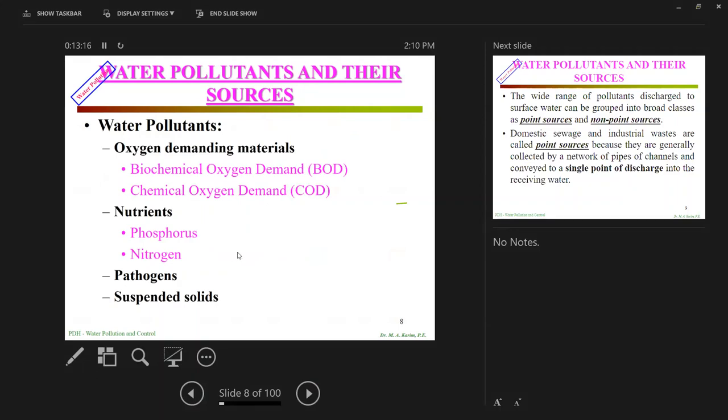So the pollutants in the water can be in two different forms, right? One is called suspended, the other is called dissolved. BOD and COD could be in the dissolved form, or could be in the suspended form. Pathogens, most likely, are in a colloidal form because the sizes are very small. Nitrogen and phosphorus could be in both a solid form as well as a dissolved form, depending on what state the nitrogen or phosphorus is in.